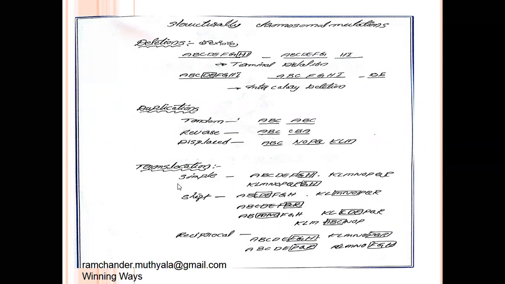By this reciprocal translocation, the chromosome structure cannot be changed, but the genetic material is rearranged on the chromosome. Here the chromosome genetic material is rearranged: A, B, C, D, E, P, Q, R. Another chromosome contains K, L, M, N, O, F, G, H. The chromosome structure will be the same, but the genetic material is rearranged. This type of translocation is called reciprocal translocation.